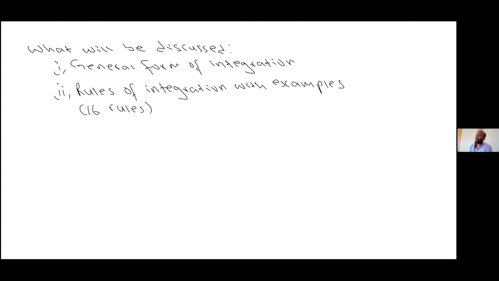Then after this, I'm going to talk about the types of integral form. I'll talk about the definite and the indefinite integral form.